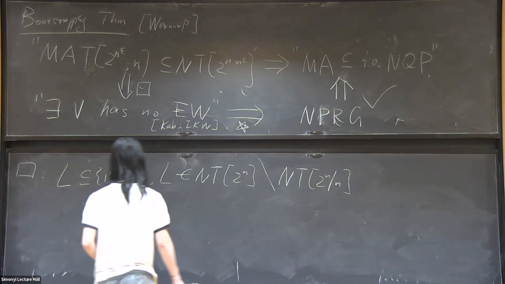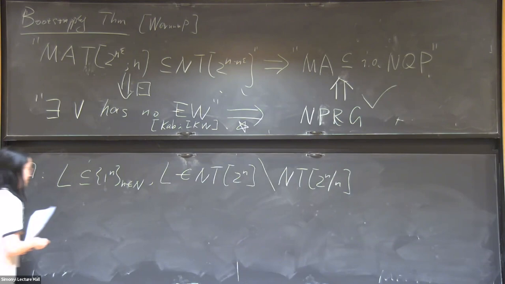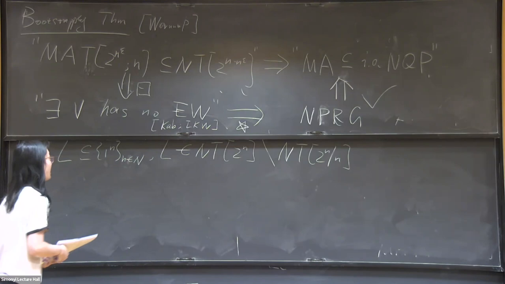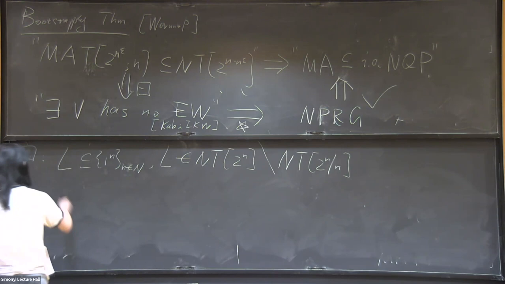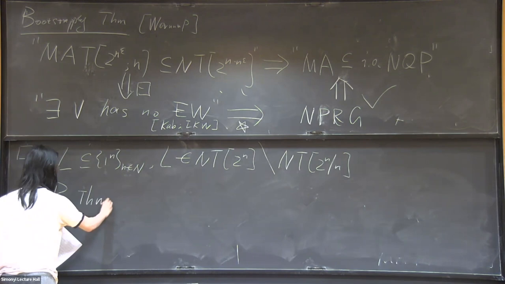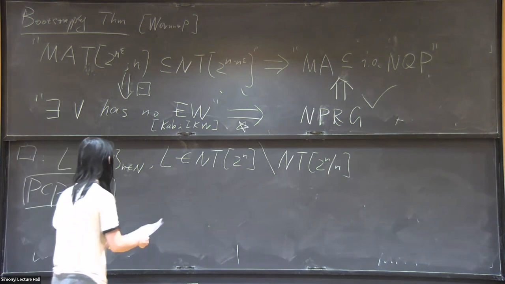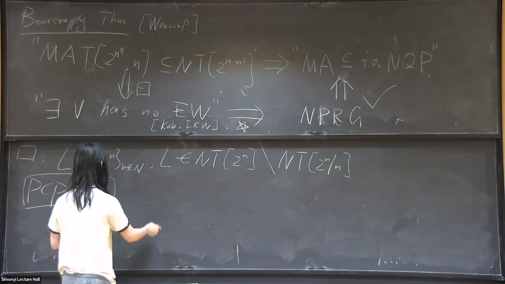So now we have to specify a verifier. And then I'm going to show you that the verifier has no easy witness, in the sense of this definition. Okay, so what's the verifier? It's actually the PCP verifier, so we'll apply the PCP theorem. If you are not familiar with this, I'm going to do it slowly because this might require some background. So what is that PCP verifier? The PCP verifier, I'll call it VPCP.